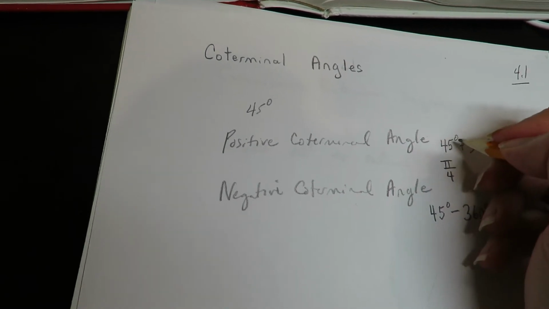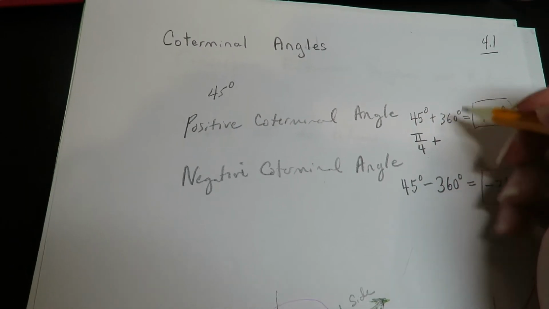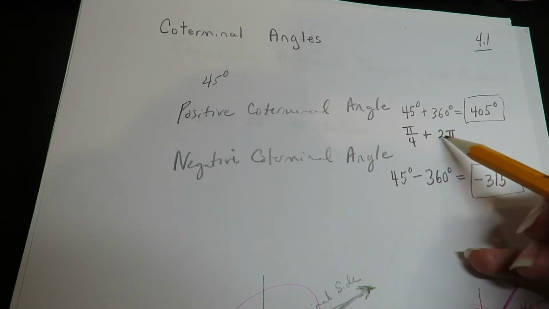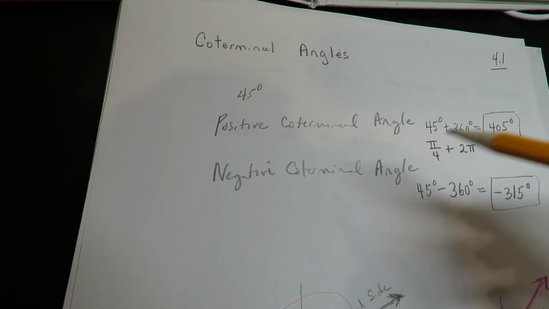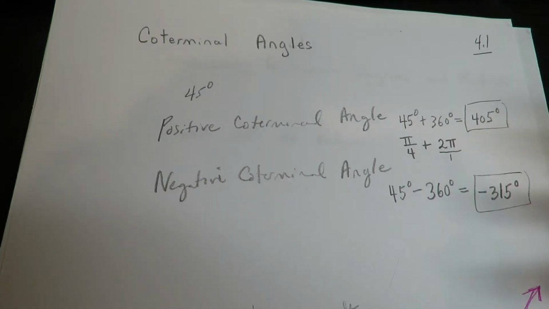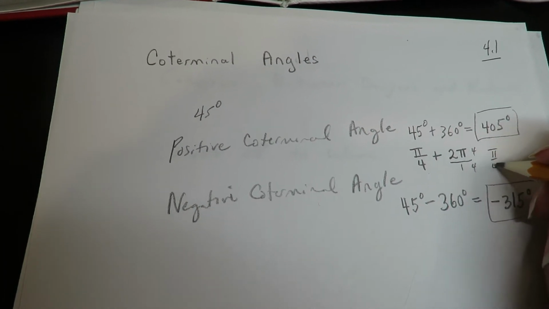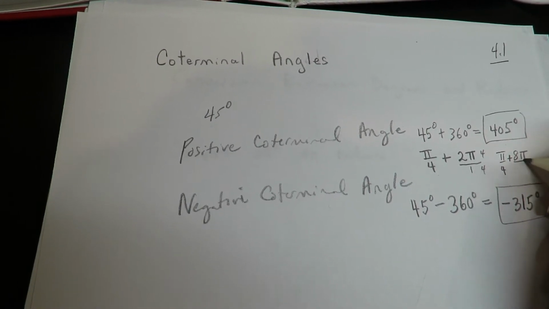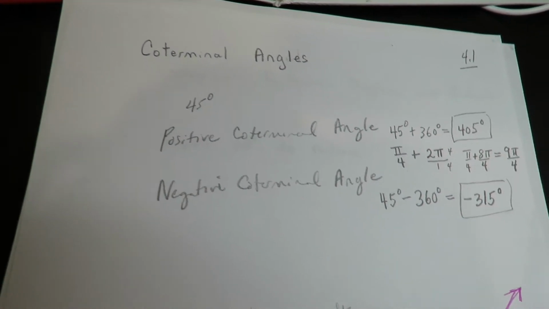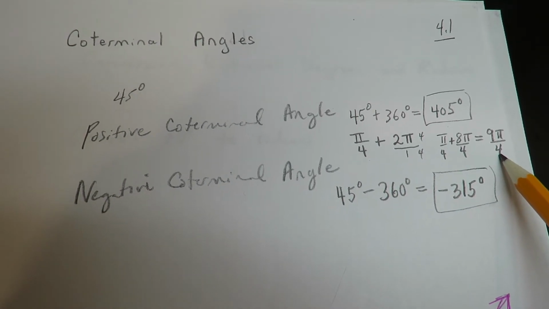I could have said, instead of 45 degrees, pi over 4, and then you would have had to stay in radians. So in radians, you would be adding 2 pi, okay? Because that's the same thing as adding 360. 2 pi is a full rotation around. But these are fractions, so you're going to have to get an LCD. I have to multiply up and down by 4 here. So this is the same thing as saying pi over 4 plus 8 pi over 4, which is going to end up being 9 pi over 4. So if the original question was pi over 4, your final answer would have been 9 pi over 4.